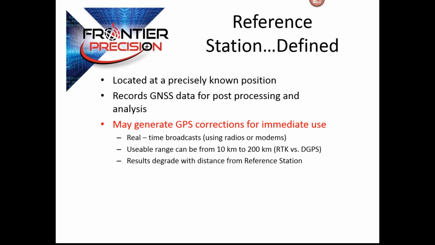It typically also recorded GNSS data for post-processing and analysis. And it could have been used to broadcast real-time in the mid-90s using radios and now modems. The range on that could be anywhere from 10 kilometers, but using repeaters that could have increased. But there was a part per million degradation, because these reference stations would degrade over distance because of the natural deficiency in the environment.